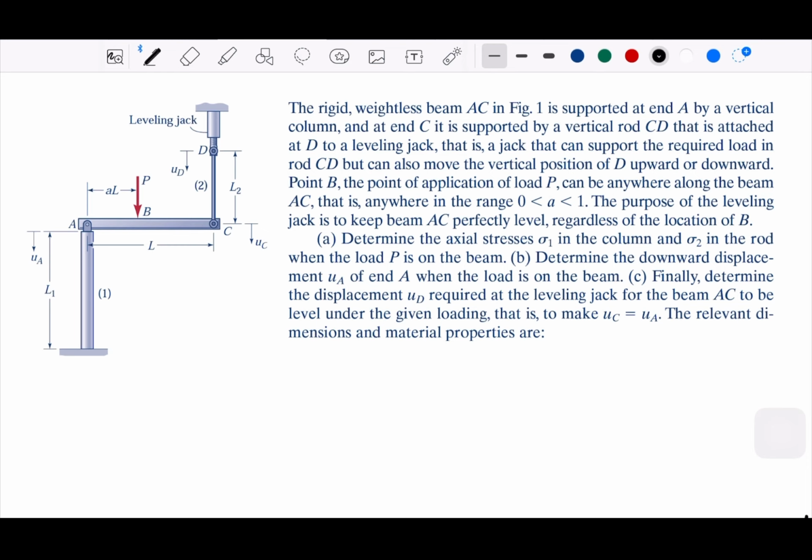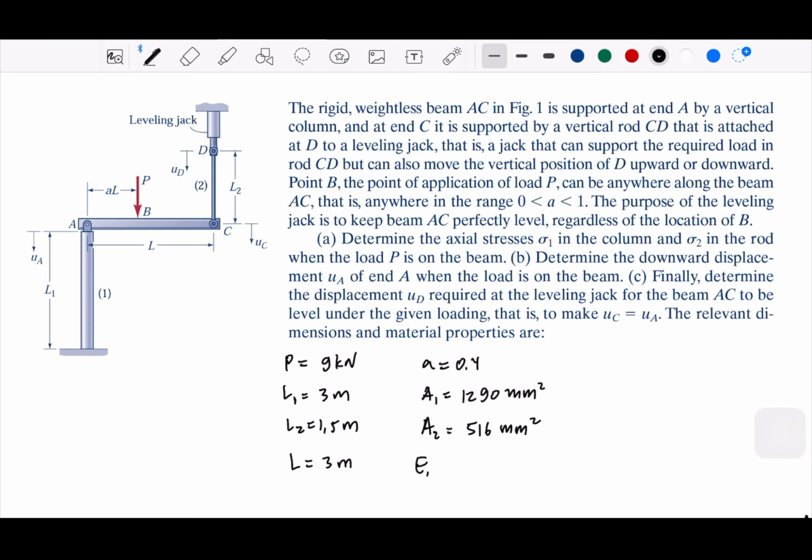Okay? The relevant dimensions and measurements are, I need to write this, since they use a different unit, so I need to make sure it's within SI. So P is 9, L1 is 3 meters, L2 is 1.5, L is 3 meters, a is 0.4, A1 is, so you don't need to calculate the area, it is given directly. Area 2. And the same material, so E1 equals E2 equals 200 GPa.